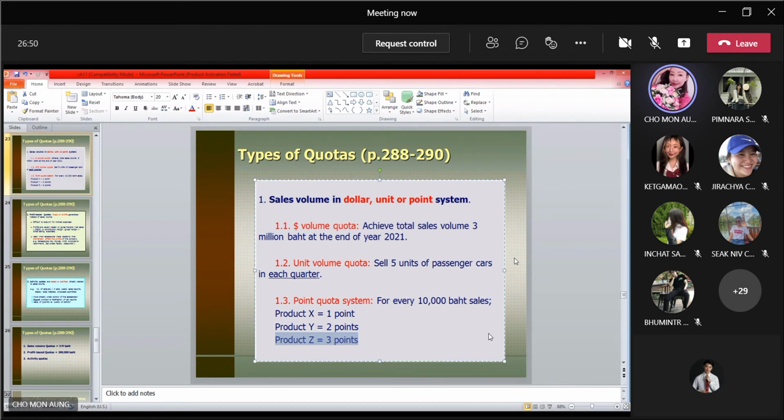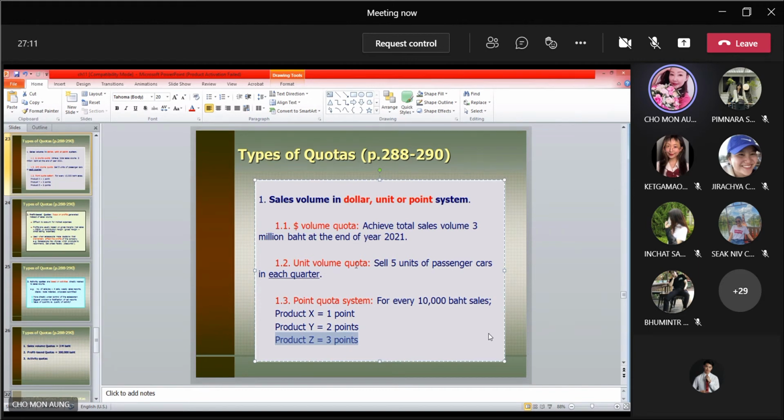When you introduce a new product, you can also assign higher points to the new product so that your salespeople want to get more points faster, then they will push the new product to the market. See that? So these are the reasons why we should use point quota system.